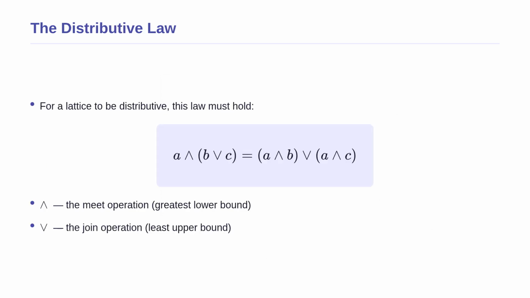To truly understand why these shapes are forbidden, we must look at the distributive law itself. This formula requires that for any three elements, taking the join first and then the meet must equal taking the meets first and then joining the results. The wedge symbol represents the meet or greatest lower bound, and the V symbol represents the join or least upper bound. If a lattice is distributive, this equation must balance perfectly for every possible combination of elements. If even one combination fails, the entire structure is non-distributive.